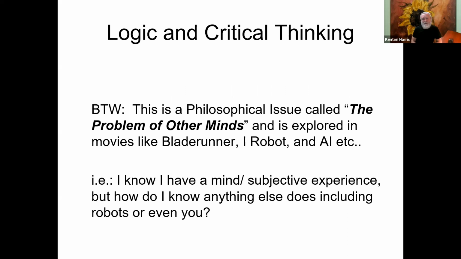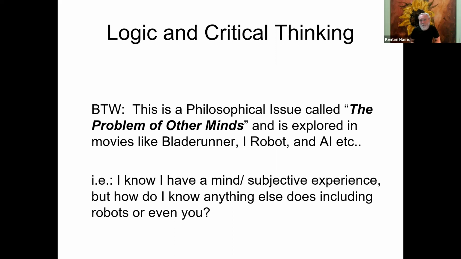By the way, this is a philosophical problem called the problem of other minds. And it's explored in movies like Blade Runner or iRobot or AI. There's been much more recent movies that do the same thing. This is a favorite theme for science fiction writers to explore, right? How do I know that this thing which appears to be conscious, in fact, is conscious?